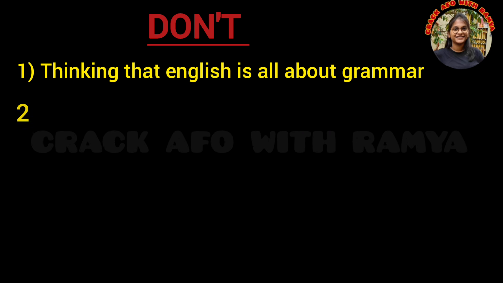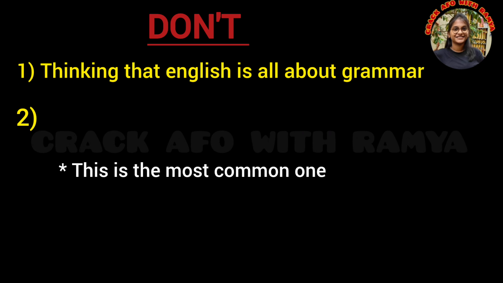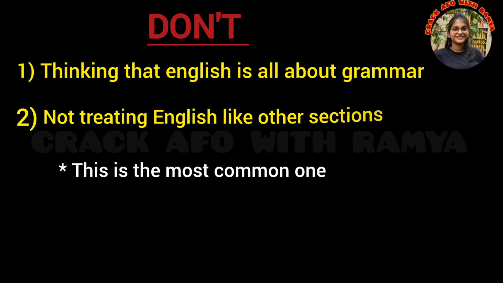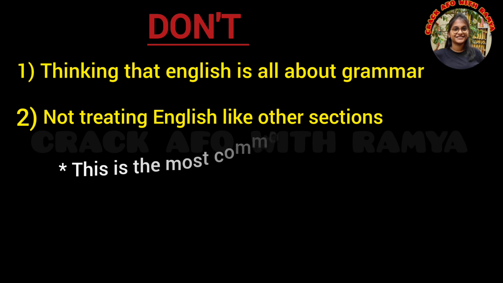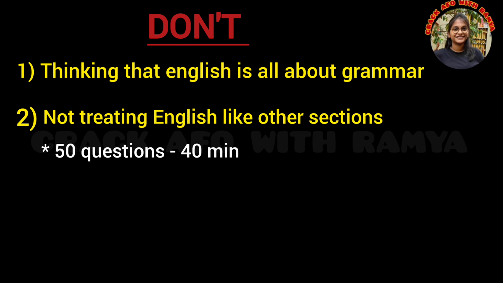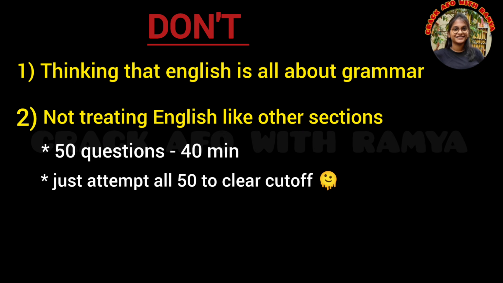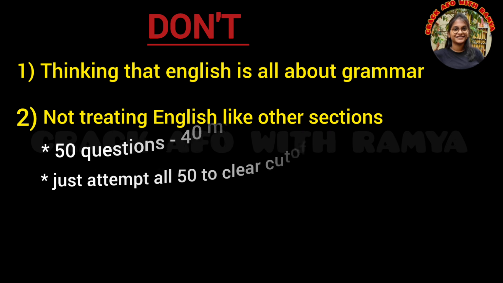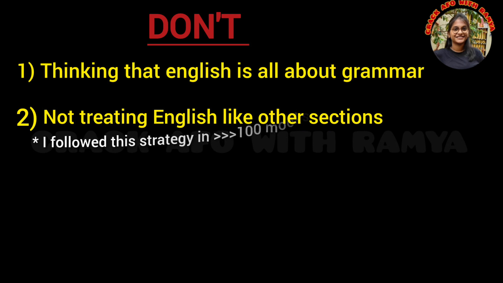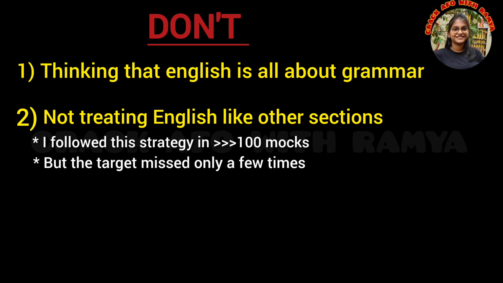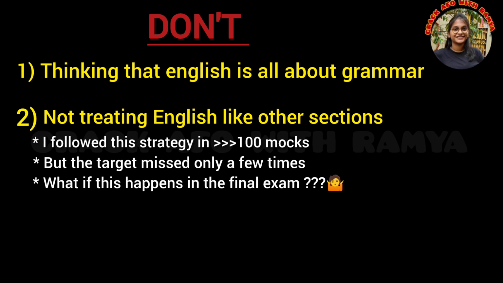And the second mistake I made, and I think this is very common among us, is not treating English like the other sections. I used to think there are 50 questions and 40 minutes, so I need to attempt all 50 to clear the cutoff. And to all watching this video, if you are also doing the same, please stop it. Because I followed this in more than 100 mock tests. In most of them I scored 8 or more, but in 2 to 3 tests I got even less than 5 marks. That really scared me and I started thinking, what if this happened in the real exam?